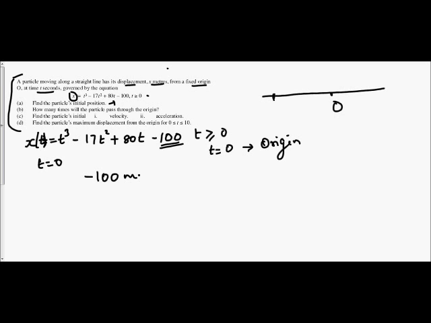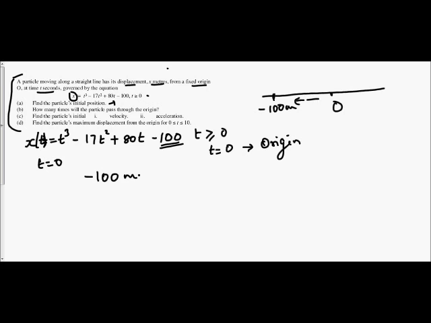If you are confused with the x equal to, then you can just write this as x of t equal to a function of t, or you can simply write f of t equal to so much. Since x is used here, it's better you use x of t. Find the particle's initial position. Its initial position is when t equal to 0, which would be minus 100. So the particle's initial position is minus 100 meters. That is to the left of the origin. So if your origin is somewhere like this, it's starting from this point, which is 100 meters away from the origin towards the left side.